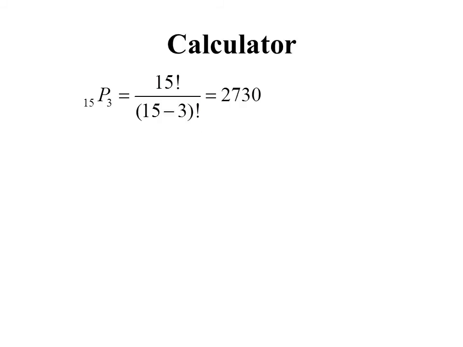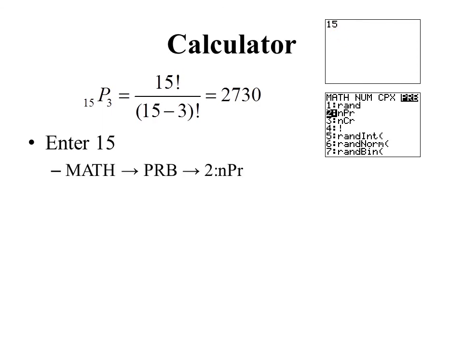Lastly, let's talk about how to do these calculations on the calculator. Formulas for permutations and combinations are built into the calculator. So for example, let's calculate 15P3. The first thing to do is to enter the number 15 at your blank home screen. And then go to the Math menu, the PRB submenu, which stands for probability. And then we see there option 2 is nPr, option 3 is nCr, and option 4 is the factorial symbol.